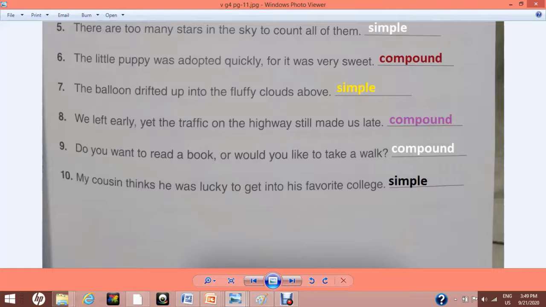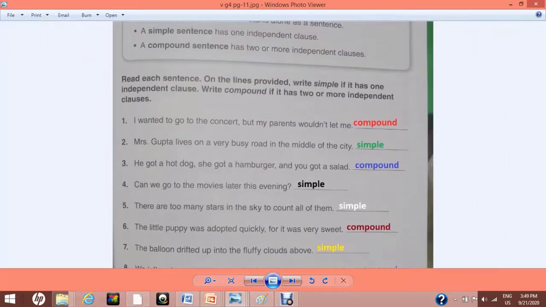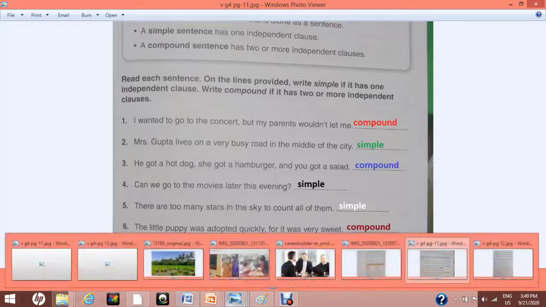And the last one on page 11. My cousin thinks he was lucky to get into his favorite college. Now it is a simple sentence. So far we have done our page number 11. Now it's turn for page number 12.